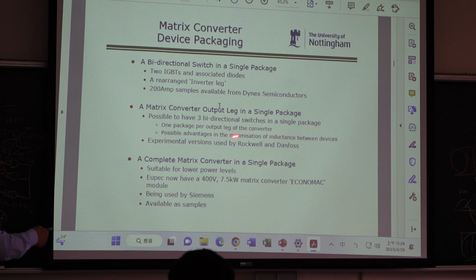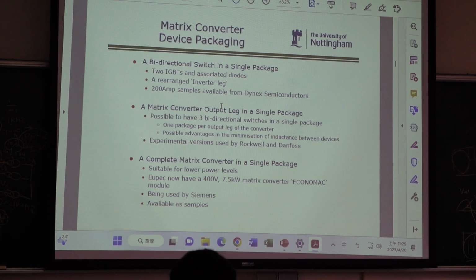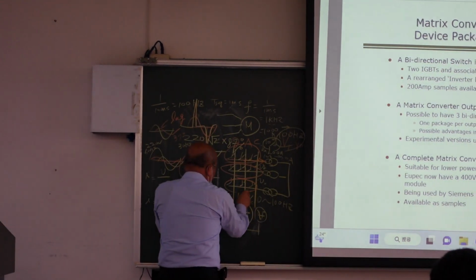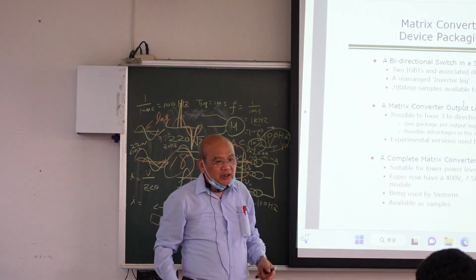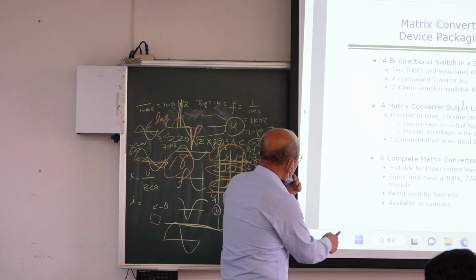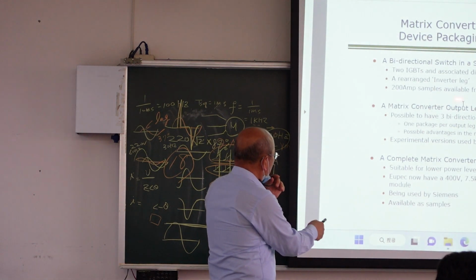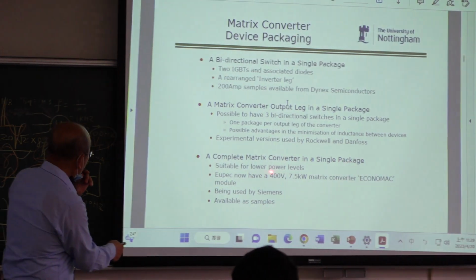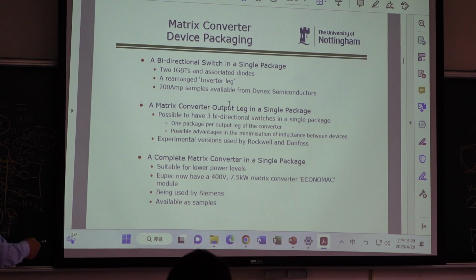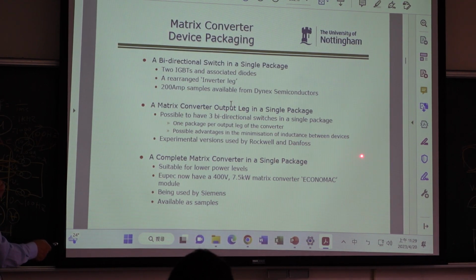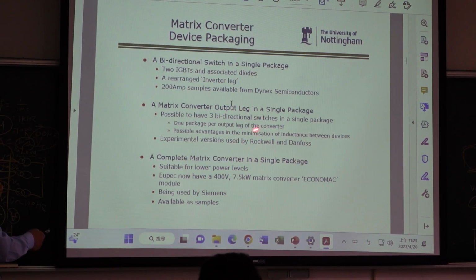So totally for a matrix converter, how many packages should you use? 1 module, 2 modules, 3 modules, because you have 3 output lines, right? So you can buy 3 modules, then you can design a matrix converter. This is designed by Rockwell and Danfoss. I think these are European companies.